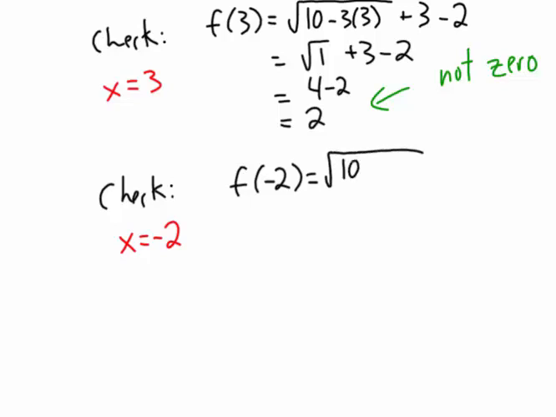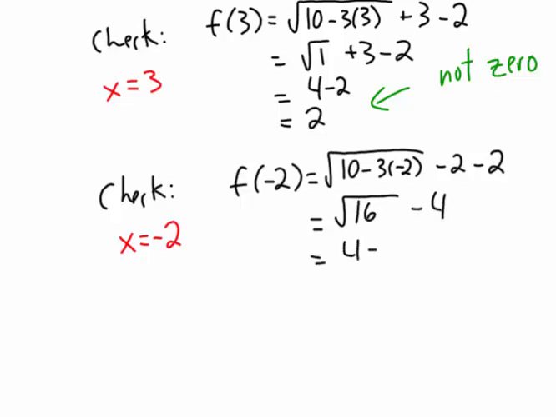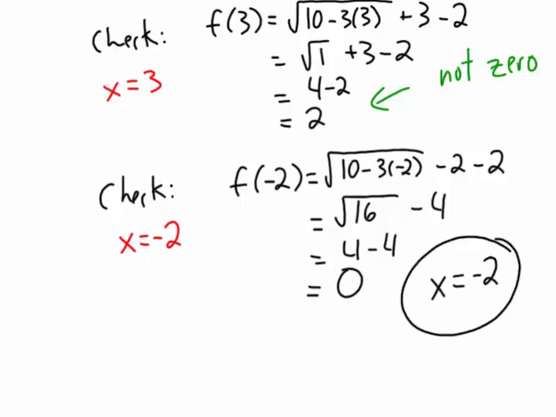So we get 10 minus 3 times negative 2 minus 2, which becomes the square root of 16 minus 4, which is 4 minus 4, and you can probably see already, which equals 0. So that tells us that x equals negative 2 is our only solution to this radical function. We have to throw away the extraneous roots. x equals negative 2 would be the intercept, and if we were asked to do it as an ordered pair, we would get negative 2 and 0.